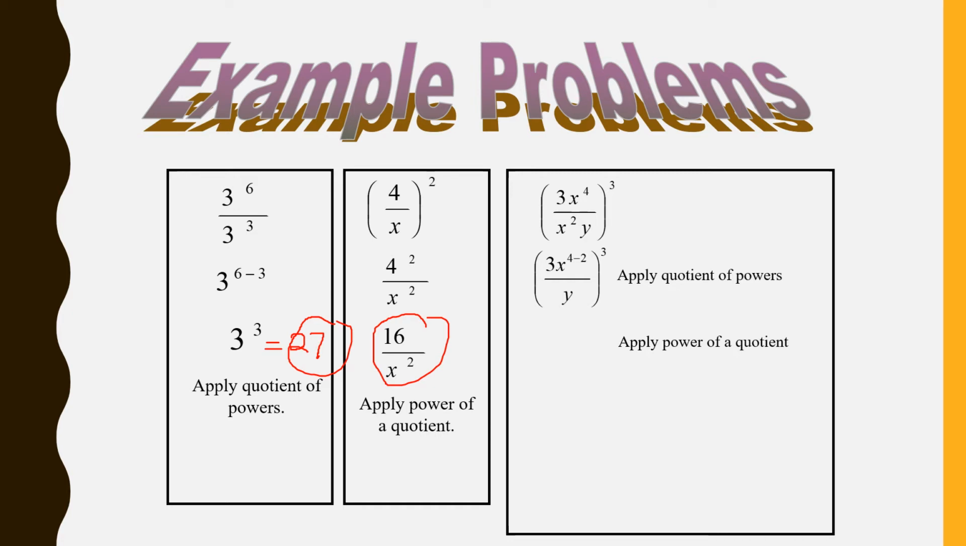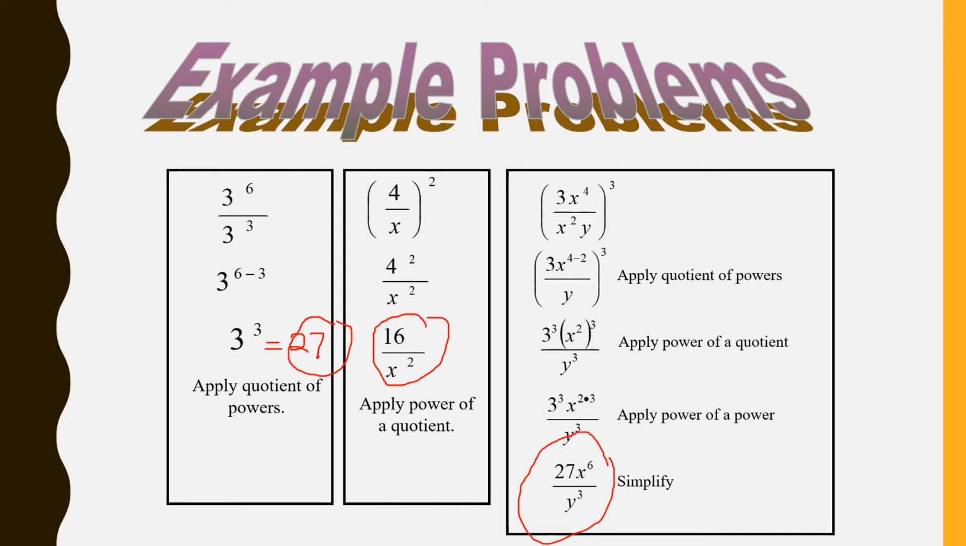Okay, so we have (3x to the 4th over x squared y) cubed. So apply quotient of powers. Okay. So then apply power of a quotient. 3 cubed. And then this will become 2. That's why we have 2 here. x to the 2, cubed over y cubed. Then apply power of a power. So we have 3 cubed and then x raised to 2 times 3 is 6. y cubed. So simplifying, 3 cubed is 27. x to the 6 over y cubed. So don't forget to simplify your answer.